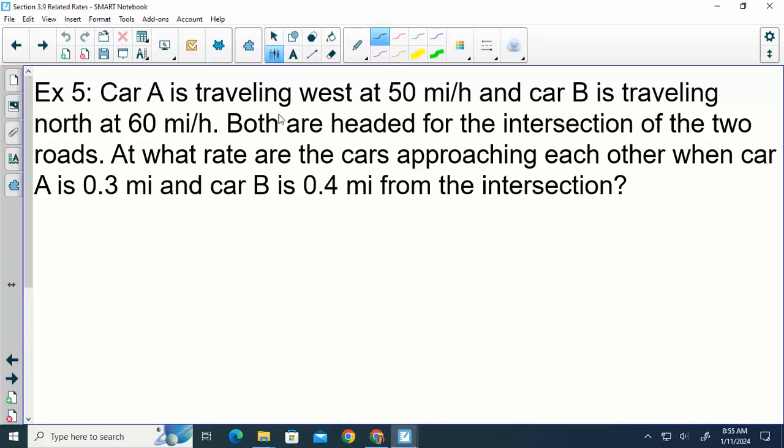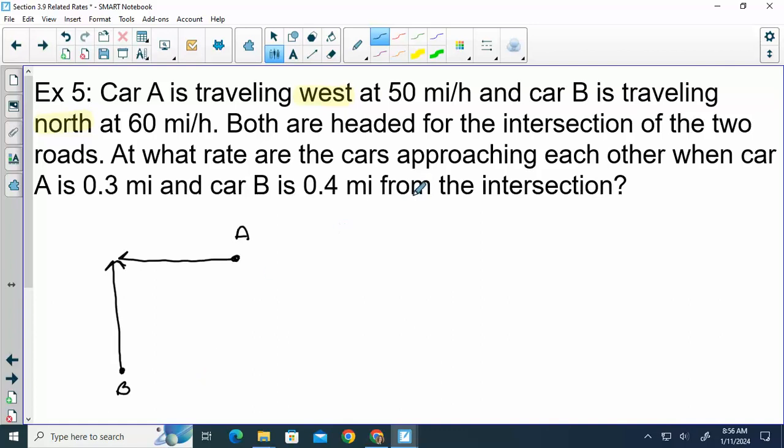Okay, so we have car A going west, car B going north. Both are headed for the intersection of the two roads. They didn't start at the same point, but they are going to meet here. Let's say car A starts here, and it's going this way. And car B started down here, going north, and they are going to head for the intersection. So they are going to meet up.